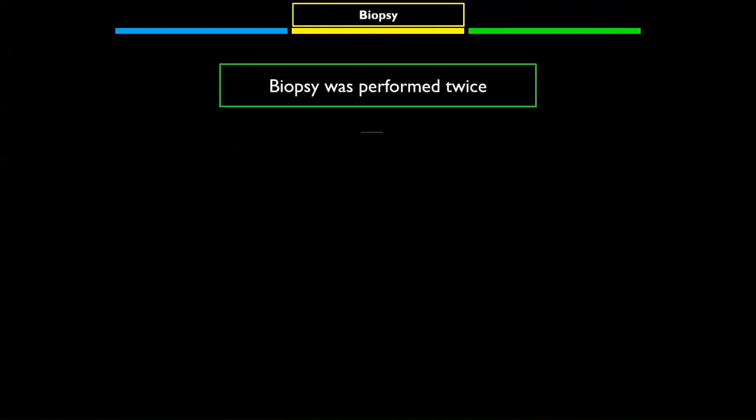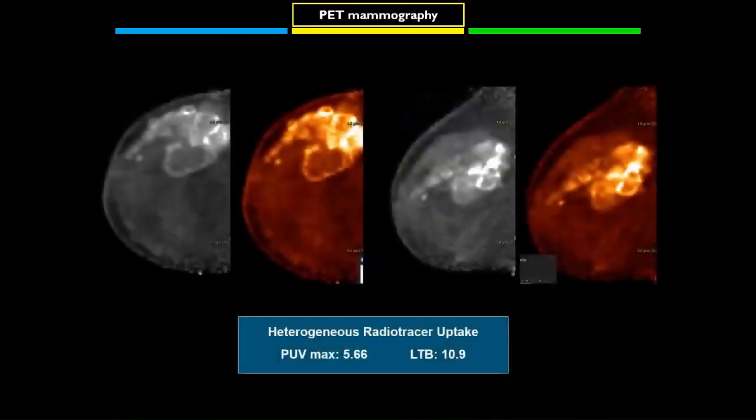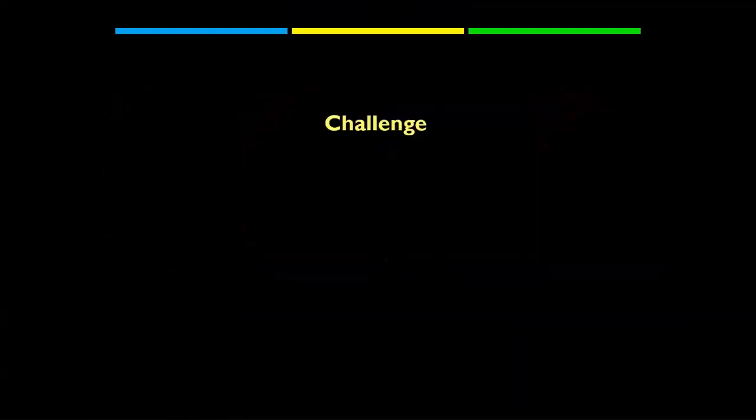A biopsy was performed twice, and it came back that there were no malignant cells in the biopsy specimens. Her clinician was still worried, and he sent her back again to perform a PET mammography. On the PET mammography, there was a heterogeneous radiotracer uptake with a SUV max of 5.6 and lesion to background activity of 10.9. These values are too high, and they usually indicate malignant breast lesions.